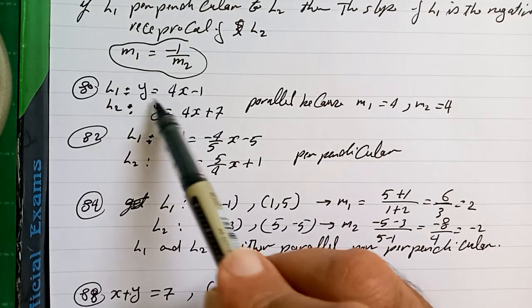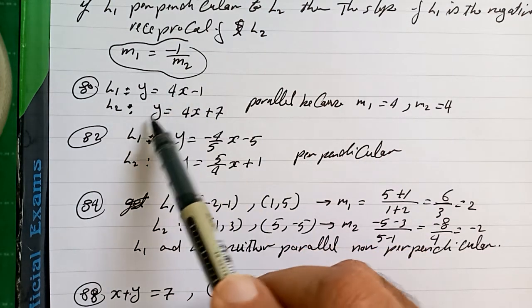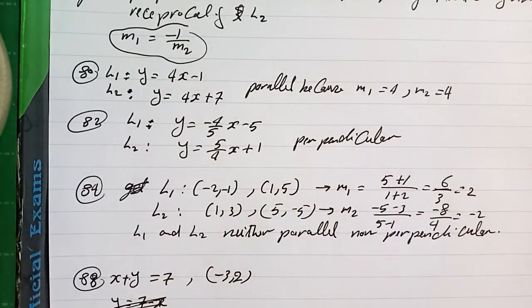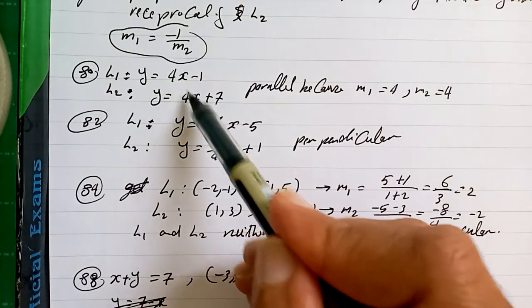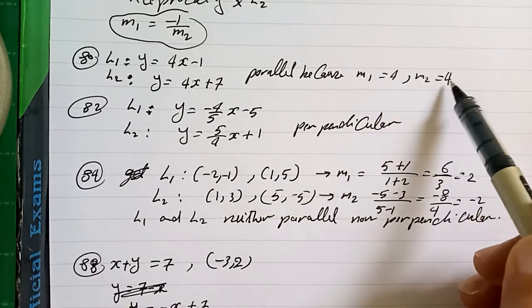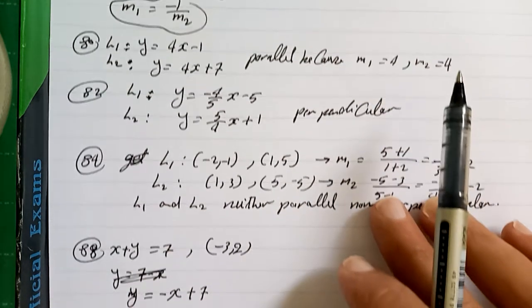That means in number 80, you have 2 lines. L1 is y equals 4x minus 1. L2 is y equals 4x plus 7. Identify these 2 lines. They are 2 parallel lines. Why? Because they have the same slope, 4 and 4. Since m1 equals 4 and m2 equals 4, they are parallel lines.